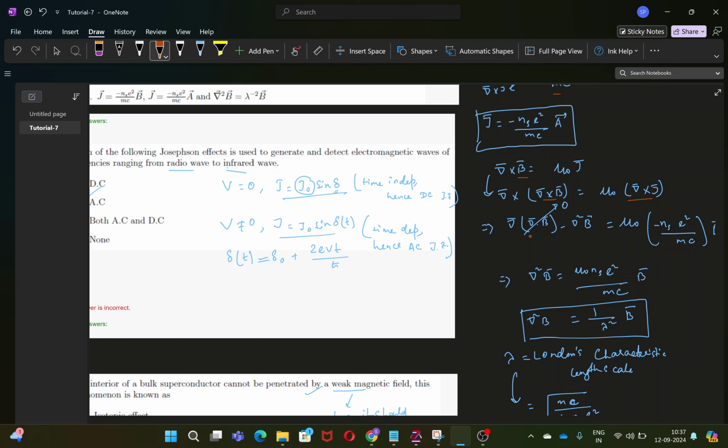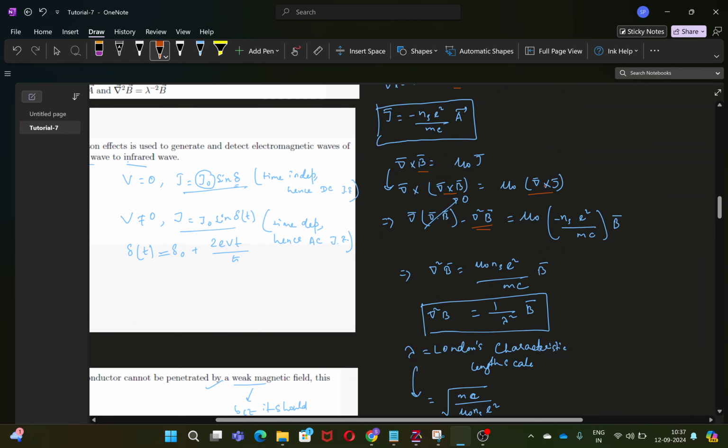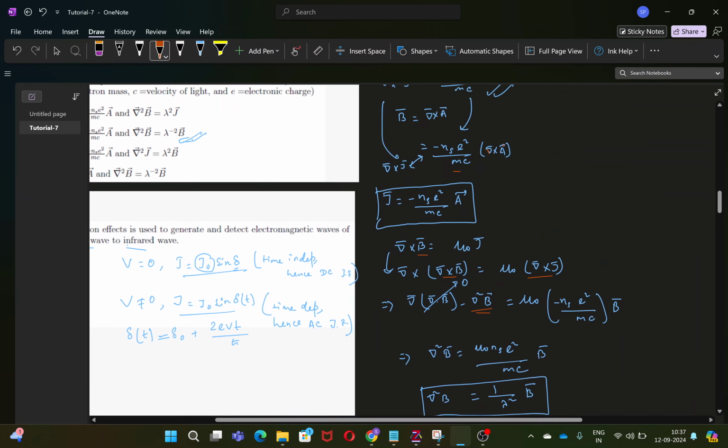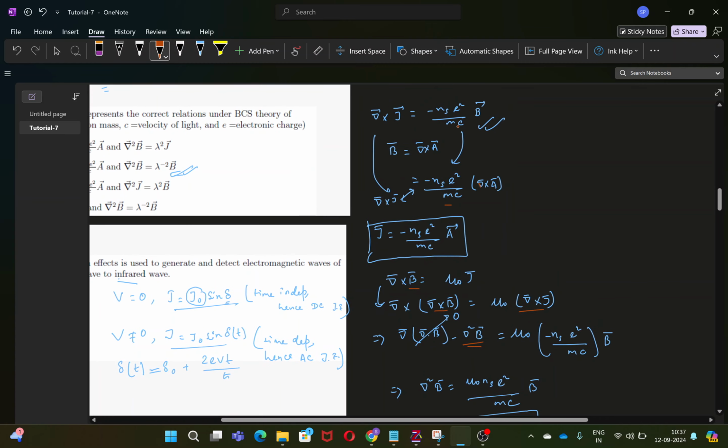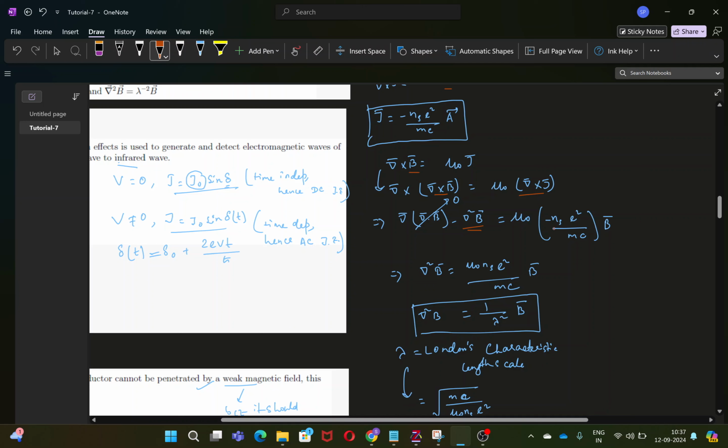And you know, for superconducting case and for electromagnetism, the gauge choice is such a way that divergence of B is 0. So then you are only left with minus Laplacian of B, and on the right hand side, if you just plug in the value of curl of J from earlier, you get that it is minus ns e squared by mc B. So this minus sign and this minus sign actually cancel out each other, and you are left with Laplacian of B vector equal to mu naught ns e squared by mc B vector.